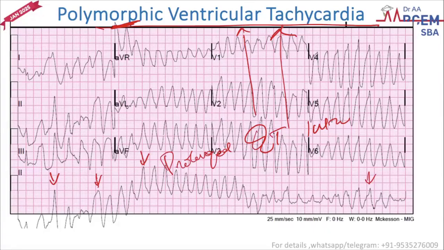The most common electrolyte imbalance which causes prolonged QT interval is hypomagnesemia. That's why, whenever we see a polymorphic ventricular tachycardia in the ALS algorithm, they recommend you to give magnesium sulfate if the patient is stable.